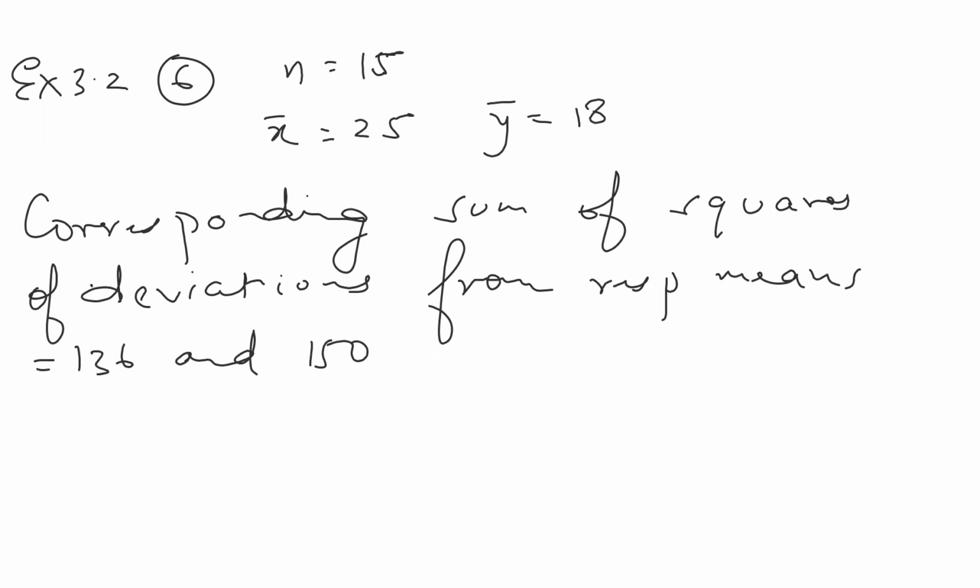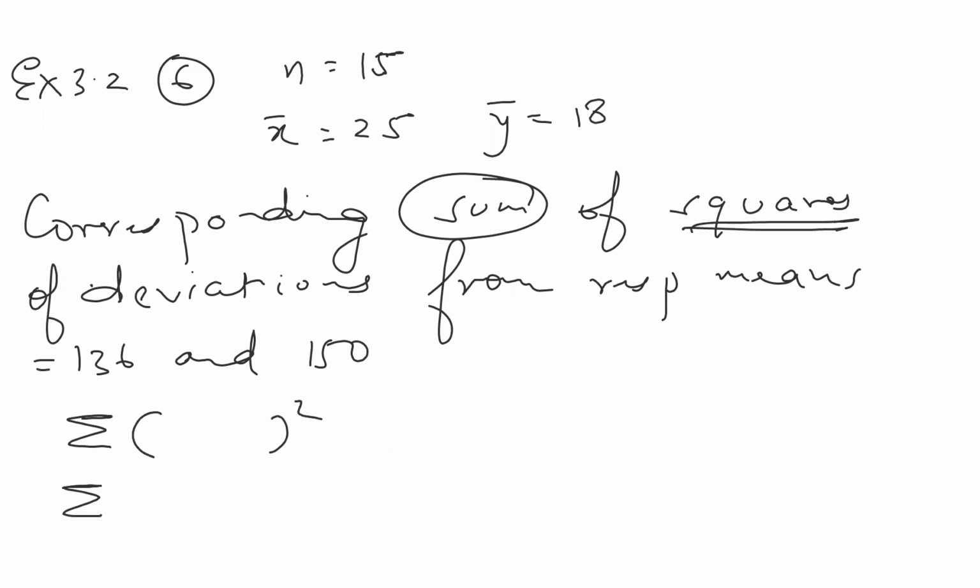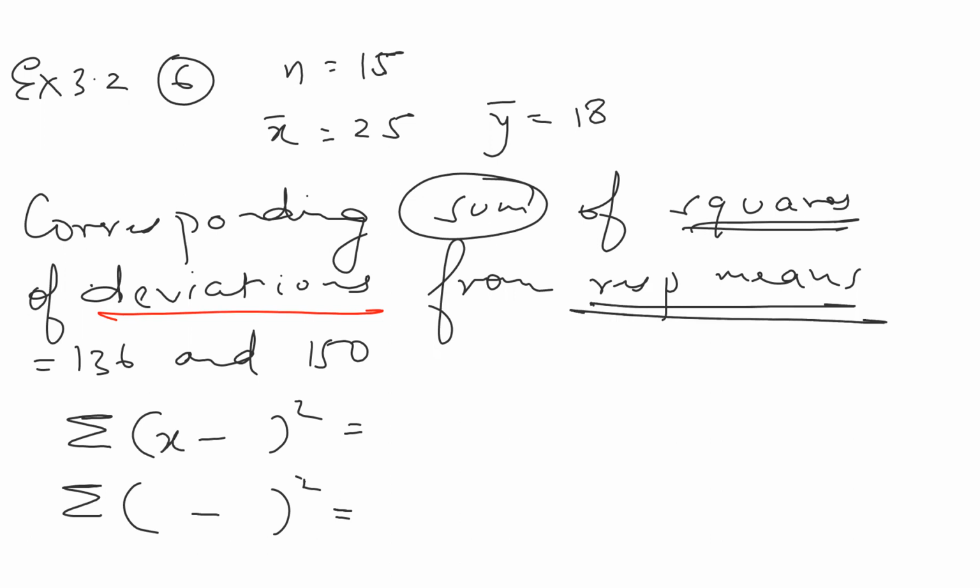Sum is nothing but summation, squares means something square. Deviation is nothing but difference, which is the minus sign. Difference of what? Difference of x with its respective mean, that is x bar, and difference of y with its respective mean, that is y bar. I hope you understood the meaning of this line: corresponding sum of squares of deviations from the respective means is equal to 136 and 150.